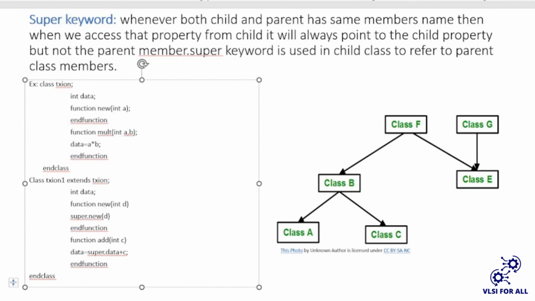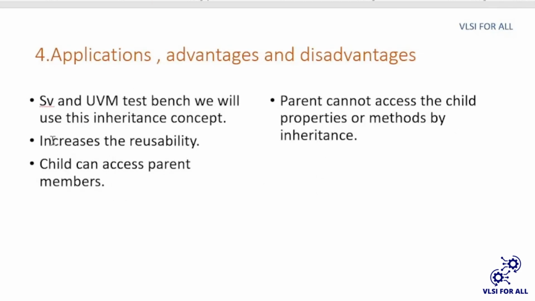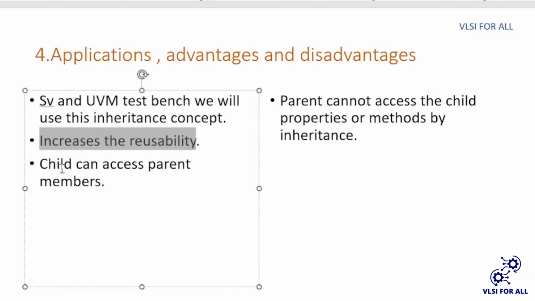Next, we'll move on to its advantages. Guys, it increases reusability, and the child can access parent members. Members is nothing but both properties as well as methods. Coming to the disadvantages, the parent cannot access the child properties or methods by the inheritance process. For that we need to go for polymorphism. And as for application, in the whole SV and UVM testbench we will use the inheritance concept, guys.